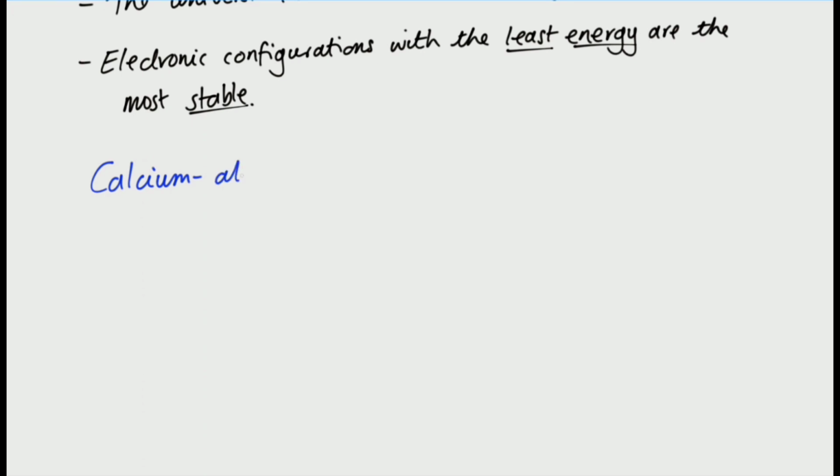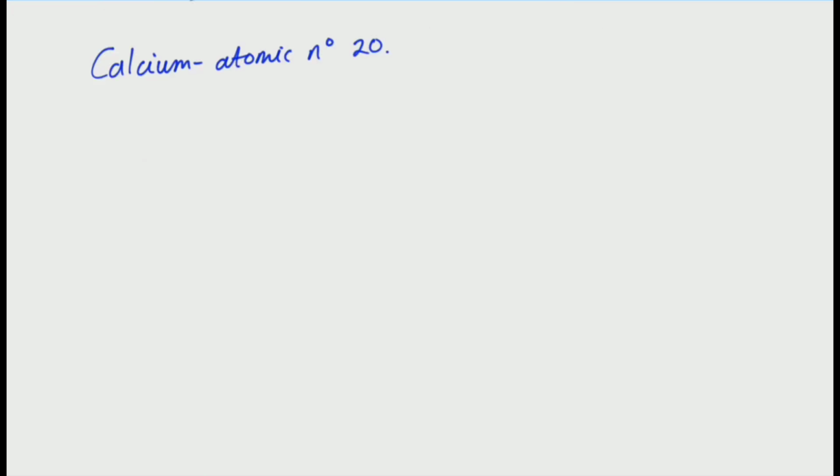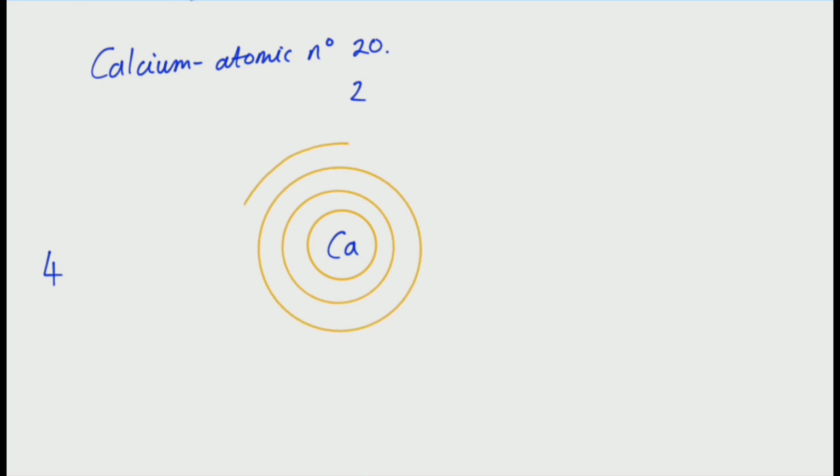So we'll take the example of calcium, which has atomic number 20, so that means it's got 20 protons, 20 electrons. It's in period 4, group 2. So it's in period 4, and so I automatically know it's going to have 4 energy levels, which we draw as circles like this. And now we need to start filling in the electrons, the 20 electrons.